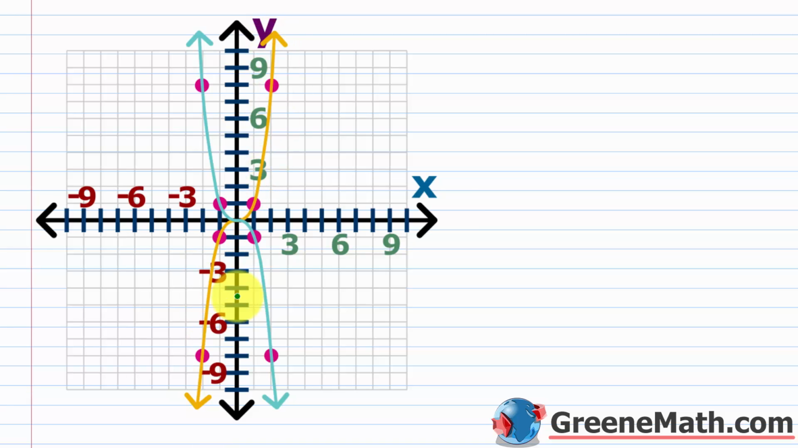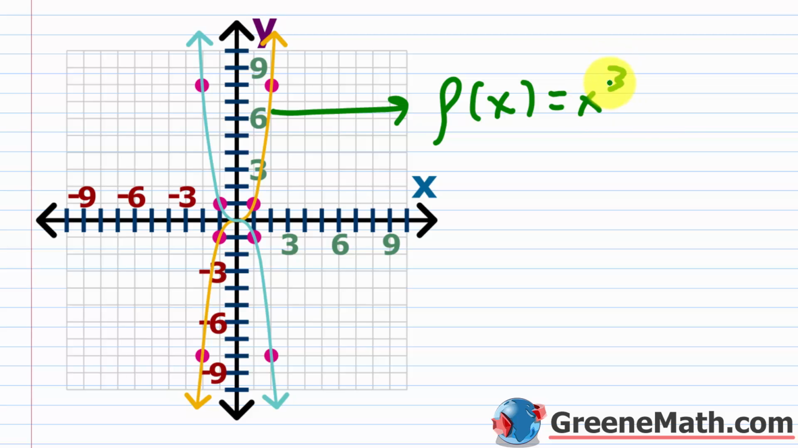So this orange guy is the original. This is my f of x equals x cubed. If I flip that upside down, if I took my graph paper and just flipped it upside down, and I end up with the same graph, then it's symmetric with respect to the origin. Another way you can do this: if I think about the negative of f of negative x, we said this is equal to f of x.